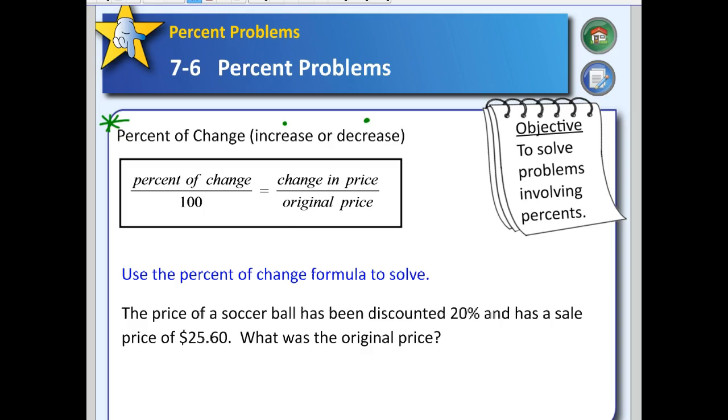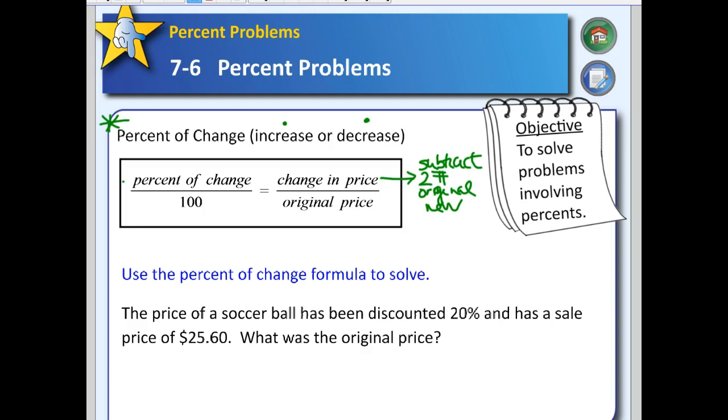So if you look, we've got percent of change over 100 equals change in price over original. Now, whenever we see this idea of change in price, we're going to have to subtract. Okay, we're going to have to subtract two numbers to get the change in. And we're always talking about the original price and the new price. So again, the order depends on whether we're working with an increase or a decrease.